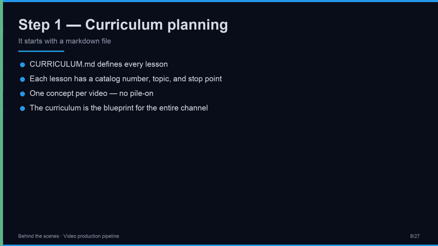Step 1. Everything starts with the curriculum, a markdown file that defines every planned lesson. Each lesson has a catalog number, a topic, and a clear stop point. The rule is one concept per video, no pile on. If a lesson tries to cover 2 topics, it gets split into 2 lessons. The curriculum is the blueprint for the entire channel. Without it, we are just making random videos. It starts with a plan.